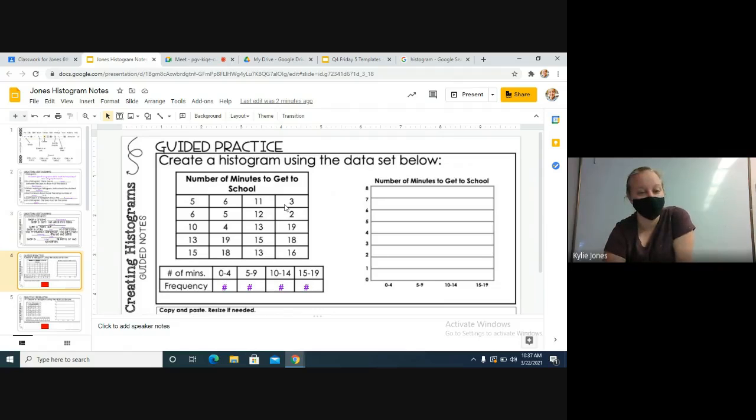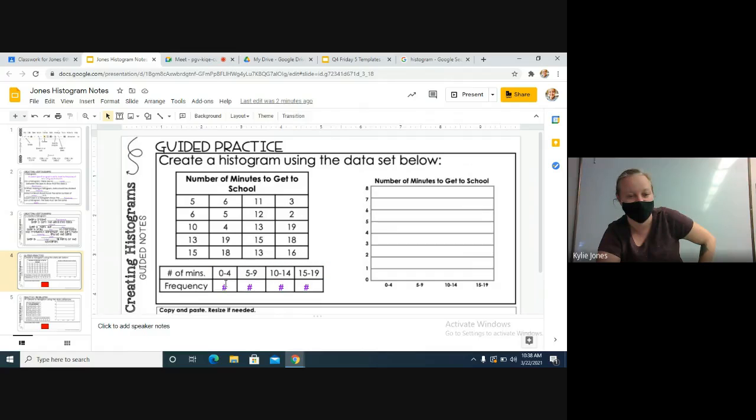So what we're going to do, they already created the intervals for us. These right here are the intervals. Do you see where my box is highlighted? Oh, whoops. So right here are the intervals. From 0 to 4 minutes is the first interval. From 5 to 9 minutes is the second interval. 10 to 14 minutes is the next one. And then the last one is 15 to 19 minutes. So we're going to count how many times these happen.